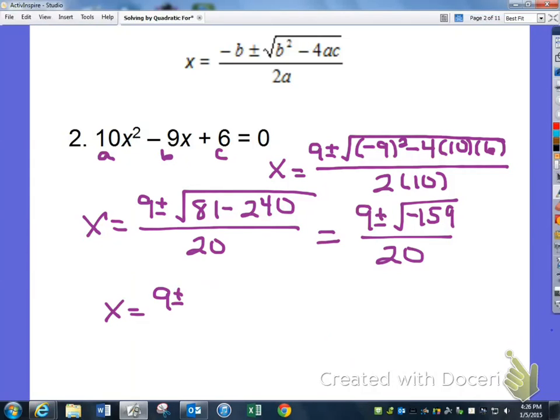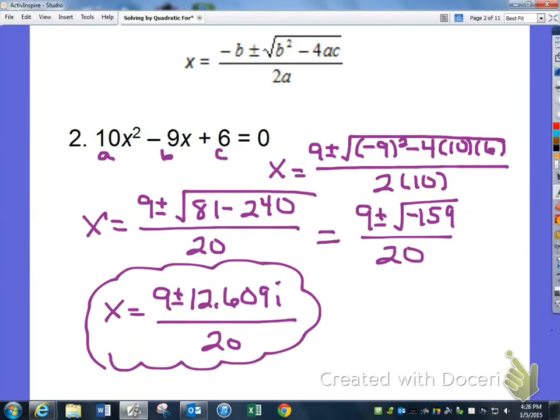So my answer, I'm going to leave it like this. X equals 9 plus or minus 12.609, and since it was negative 159, the square root of a negative is always an imaginary number, so I'm going to put an i there, over 20, and you can just leave your answer just like this, and that's perfectly fine. You don't have to do any more. There are two solutions there. There's 9 plus 12.609i divided by 20 and 9 minus 12.609i divided by 20. So that is a perfectly acceptable answer. Let's go on to number 3.